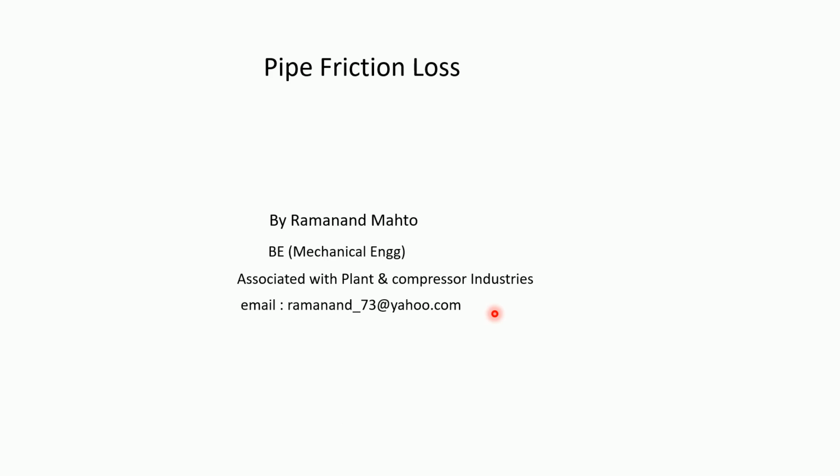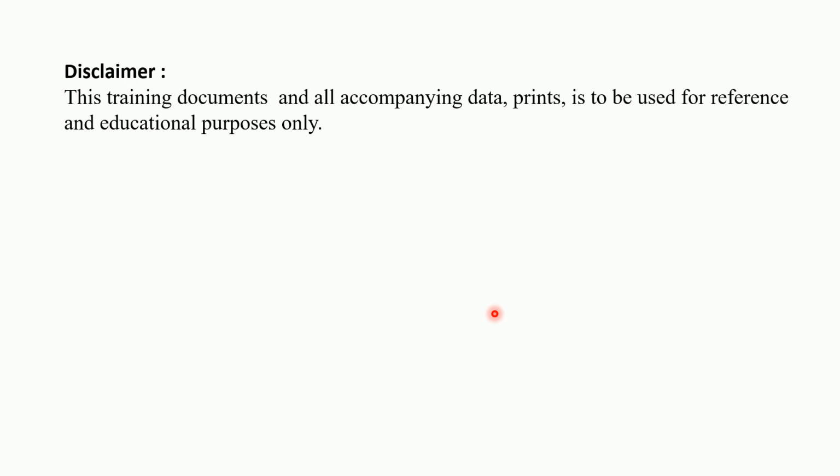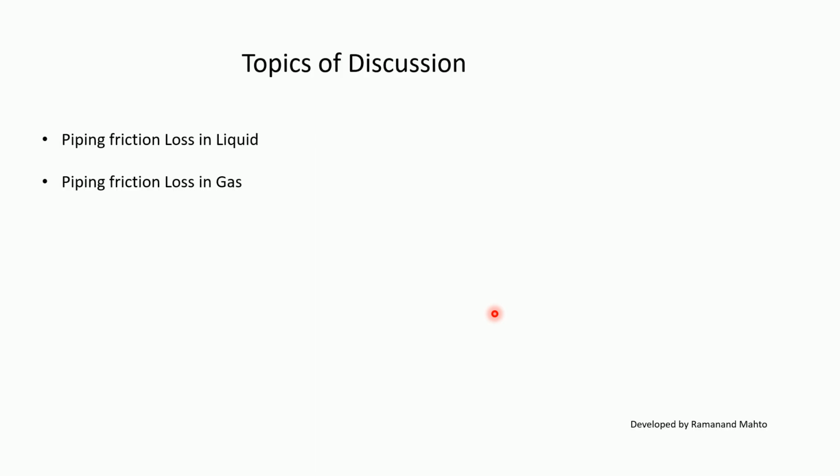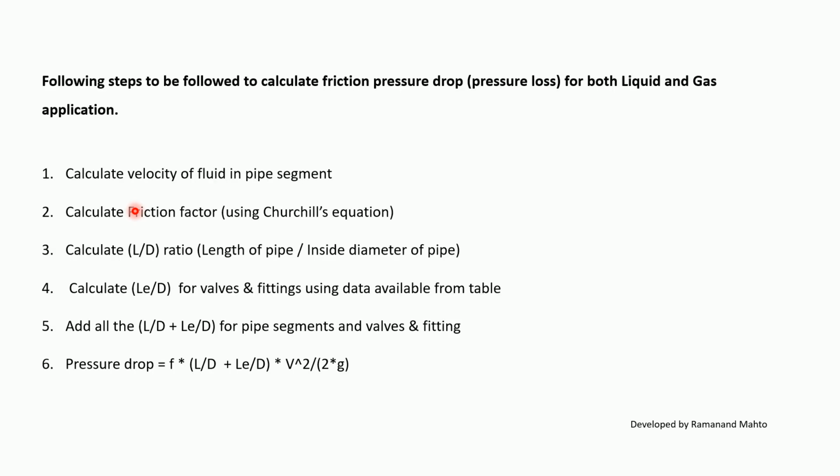The main purpose of today's discussion is to know how to calculate the pipe friction losses in liquid and gas. So let's start the discussion. Topics of discussion: piping friction loss in liquid, piping friction loss in gas. So we'll see how we can calculate the friction loss in liquid and gas, both the cases. Following steps are to be followed to calculate the friction pressure drop or pressure loss for both liquid and gas application.